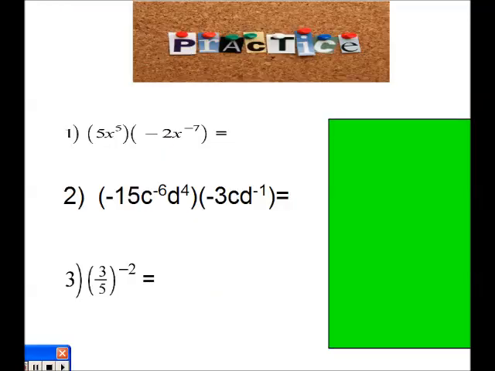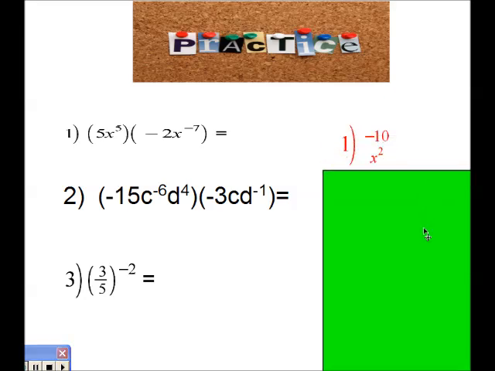So here are 3 practice problems. Press pause, try number 1, and then come back. So answer number 1 is negative 10 over x squared. Here's how I got it.